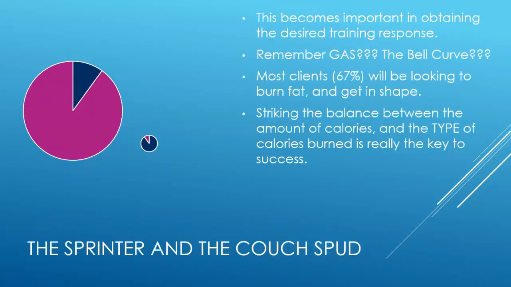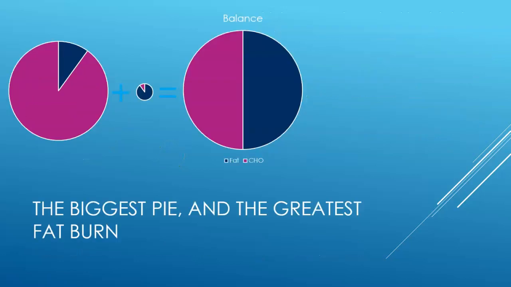So now this becomes important, right? When you look at what you're trying to accomplish. We've talked about general adaptation syndrome. I know you have in your classes. The bell curve is that bell curve of wellness I talked about before, with like 67% of the clients looking to burn fat and get in shape. So there's a balance between these two, right? You're not going to have your people do 100-meter sprints all the time, and you're not going to have people sit on the couch. So you have to find the balance between the aerobic and the anaerobic.